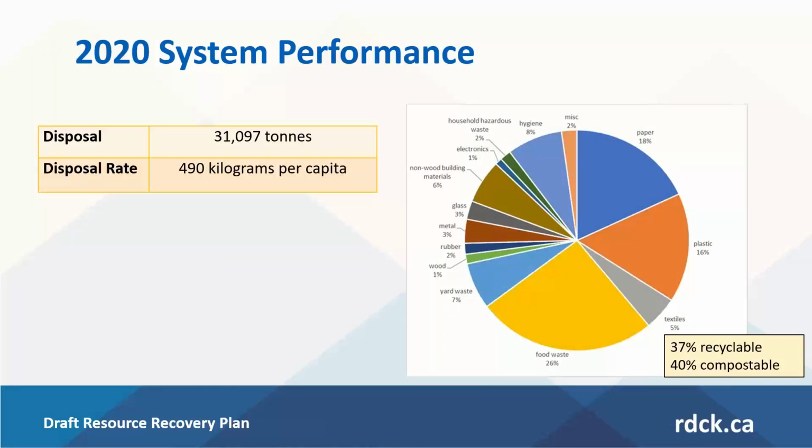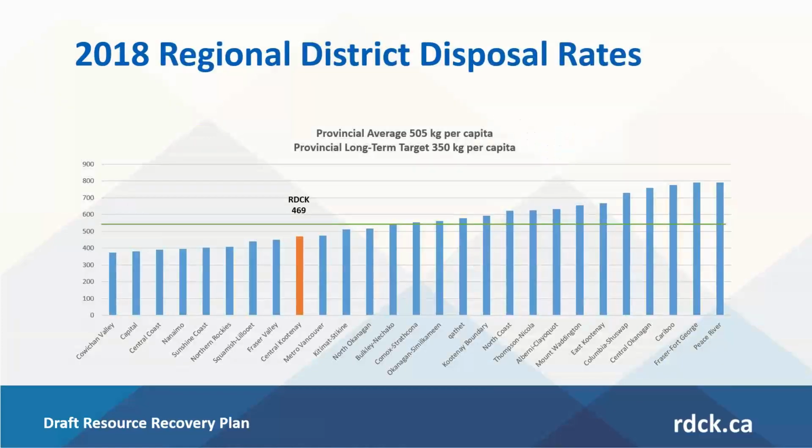In 2020, the system disposed of 31,097 tons of garbage, which equates to a disposal rate of 490 kilograms per capita. And based on waste composition studies, we can see that 37% of the waste still going to landfill would be recyclable and 40% compostable. And the largest component of what's going to landfill is food waste.